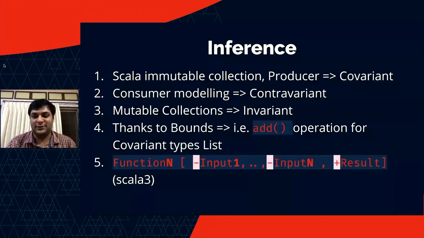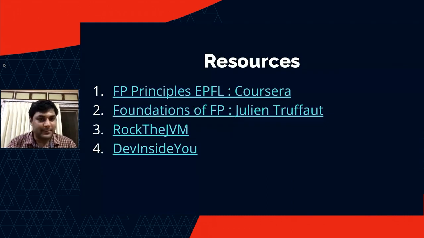These are pretty good resources, and they not only cover variance but different types of FP that have really helped me. One is Functional Programming Principles from EPFL on Coursera, really helpful, and Foundations of FP from Julien Truffaut, and the Rock the JVM YouTube channel has been really helpful, as well as Dev Inside You, which has really good resources even on the Scala tooling, materials and all.